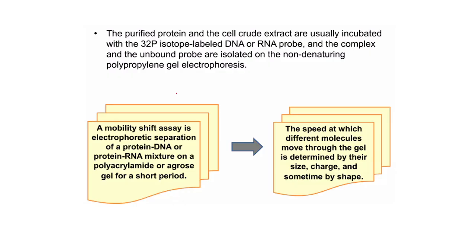What we do is the purified protein and the cell crude extract are usually incubated with the 32P isotope labeled DNA or RNA probe, and the complex and the unbound probe are separated on a non-denaturing polyacrylamide gel electrophoresis. So what is the principle behind it? A mobility shift assay is electrophoretic separation of your protein DNA or protein RNA mixture on a polyacrylamide or agarose gel for a short period, and the speed at which the different molecules move through the gel is determined by their size, charge, and sometimes their shape.